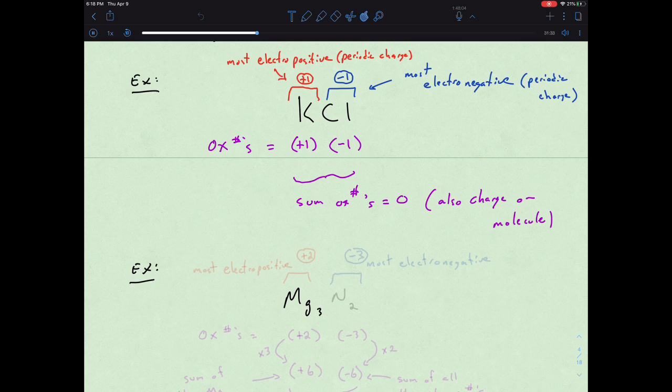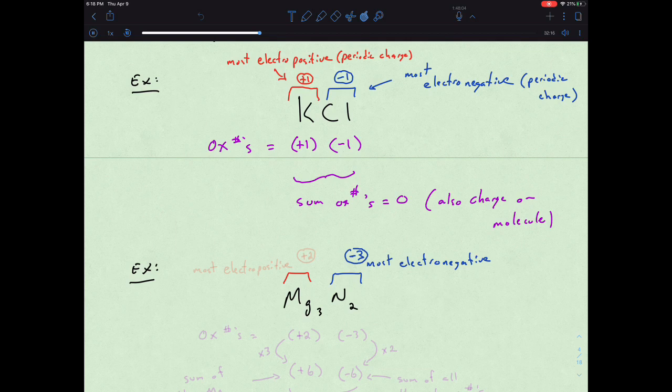Let's look at magnesium nitride, or Mg3N2. Here we can do the same thing as far as that organization goes of first element and second element. So here is our first. Here's our second with the nitrogen. So this is our most electronegative, and we would predict it would have a -3 charge from the periodic table.